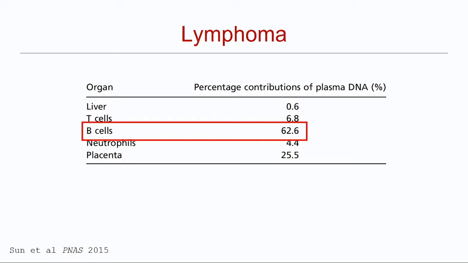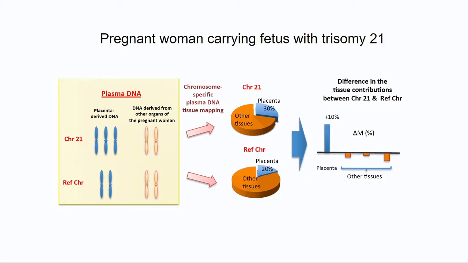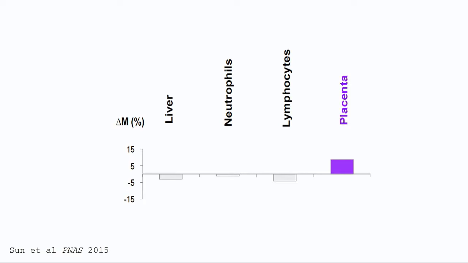And then, because we have 6,000 markers across the genome, we can also pick the markers that are on chromosome 21 and do the same analysis again and ask, which organ is contributing most of the DNA that is released by chromosome 21 in this sample? And in this woman, it turns out to be the B lymphocytes. And just to show you the reference control, we also collected plasma samples from women who were carrying Down syndrome babies, and then, of course, with elevated chromosome 21 DNA content. And when we apply this test, you can see that it is the placenta that is contributing most of the chromosome 21 molecules that we detect in the sample.